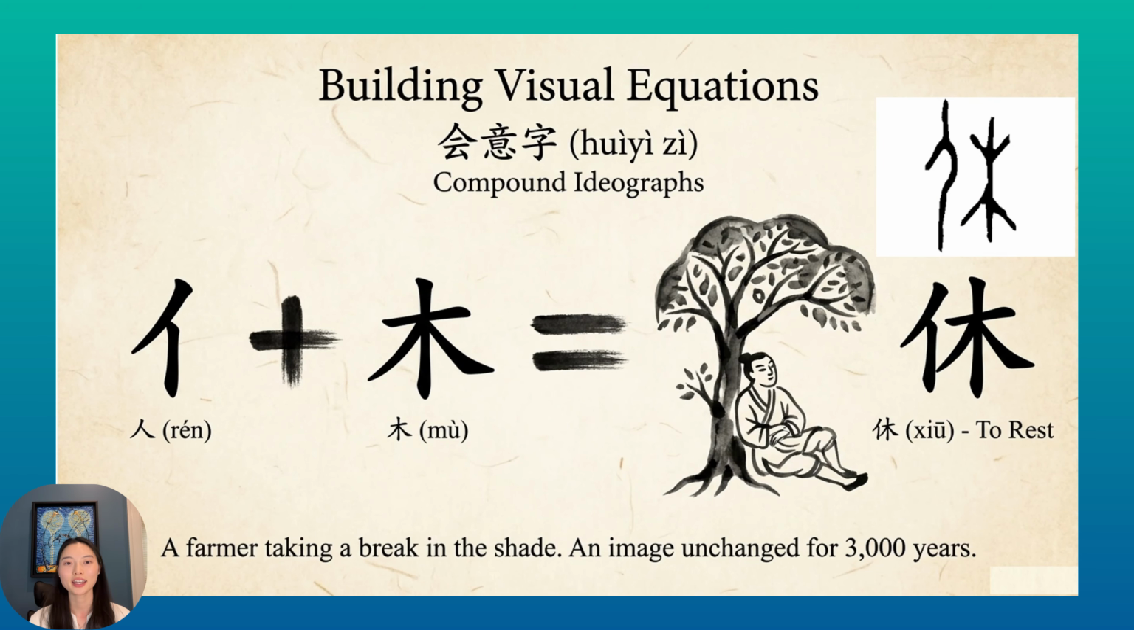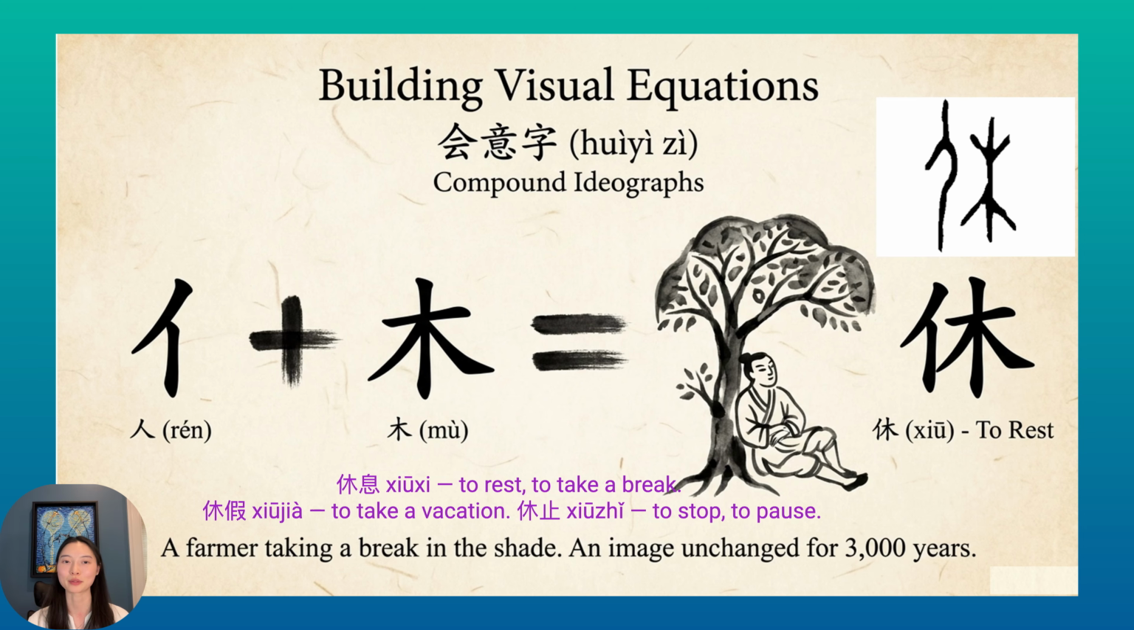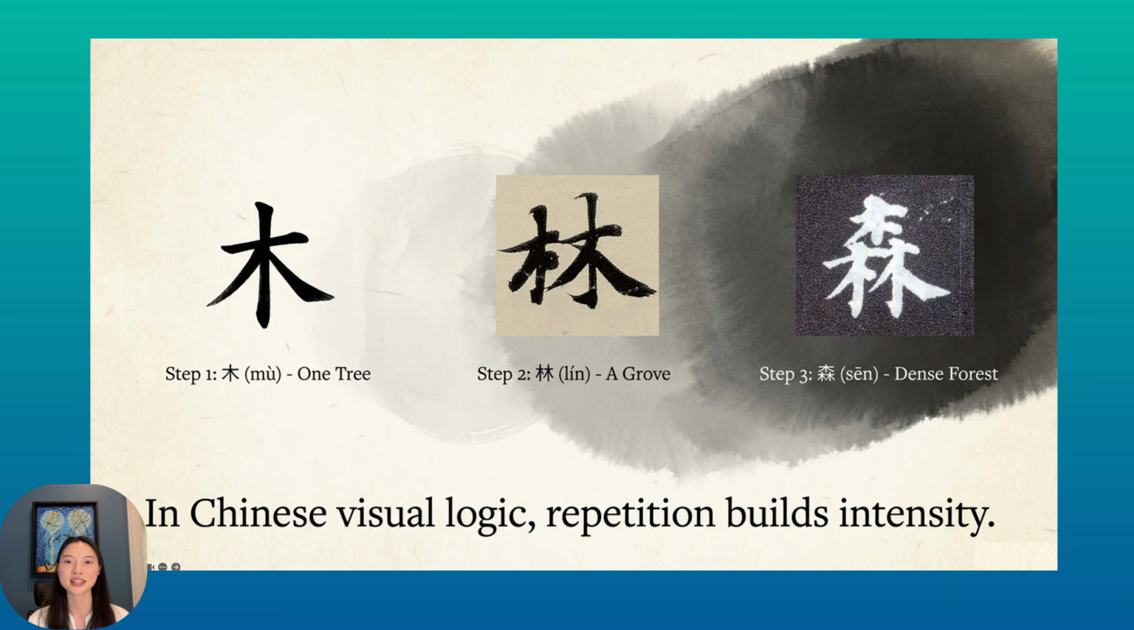Next, 休. In the archaic script, 休 shows a person leaning against a tree, taking a break in the shade. Picture a farmer who has been working in the fields all day, finally stopping to lean against a tree and rest. 休, to rest, to take a break. 休息, to rest. 休假, to take a vacation. 休止, to stop.